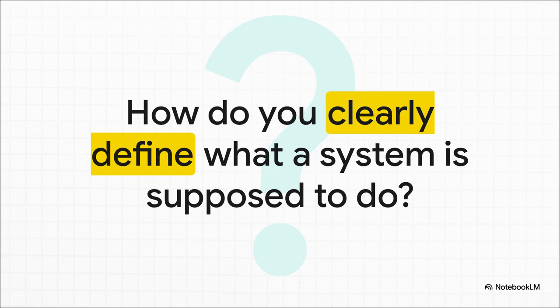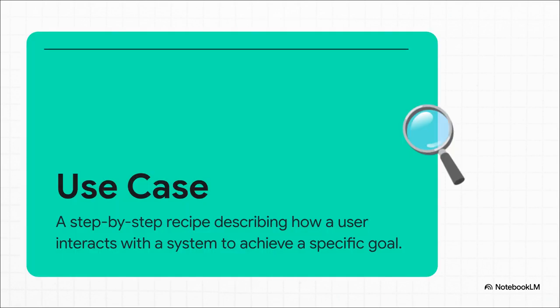I mean, this is the million-dollar question, isn't it? You've got this great idea, this feature you need to build, but how do you get that out of your head and into a set of clear instructions that a team can actually work with? How do you make sure everyone is building the same thing? Well, that's where a well-crafted use case comes in. And honestly, the best way to think about it is as a recipe. It's a simple step-by-step guide that shows exactly how a user, or what we call an actor, interacts with your system to achieve a very specific goal.